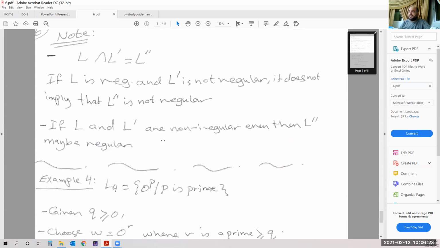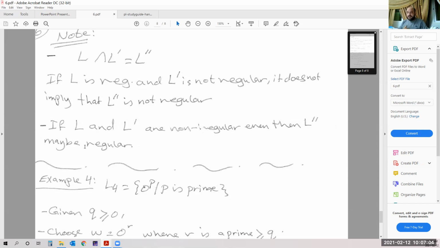We have some notes: L intersect L' equals L''. If L is regular and L' is not regular, it does not imply that L'' is not regular. Keep this in mind. We could have a regular language produced by the intersection. If L and L' are non-regular, even then L'' may be regular. So don't assume anything if one is regular and one is not regular, or both are non-regular. Sometimes with certain operations, like intersection or whatever, the produced language could be regular.